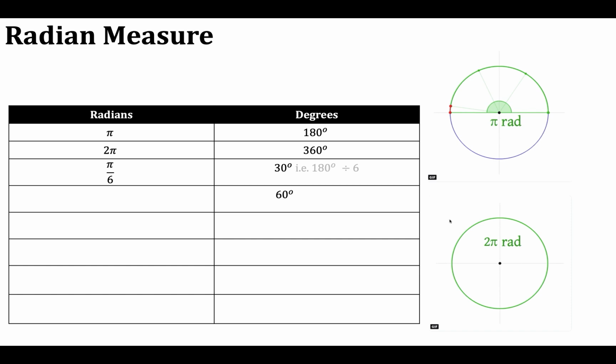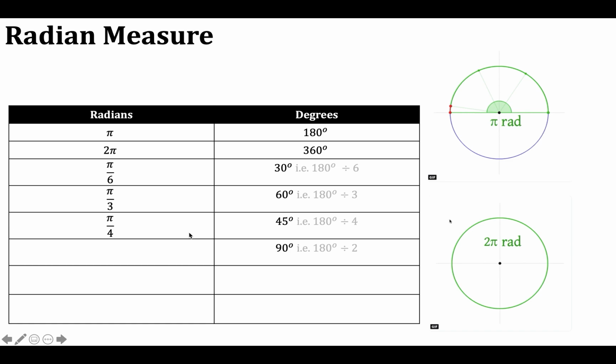If we now look at 60 degrees, we know that 60 degrees is a third of 180 degrees, so 180 divided by 3. So again, if 180 is pi radians, then 60 degrees must be pi over 3 radians. Now look at 45 degrees, that is 180 divided by 4. So 45 degrees is pi over 4 radians. So always remember throughout this that pi radians is 180 degrees.